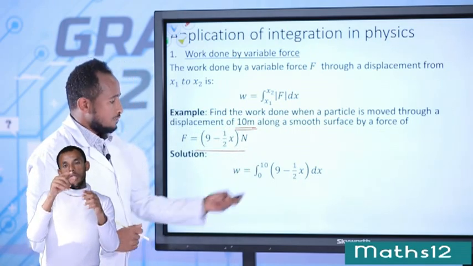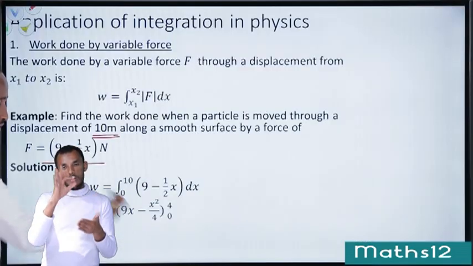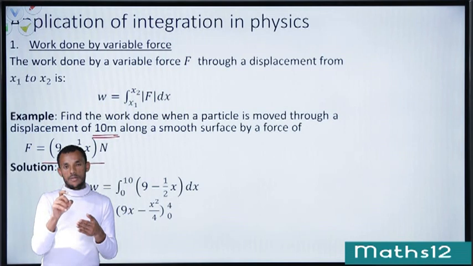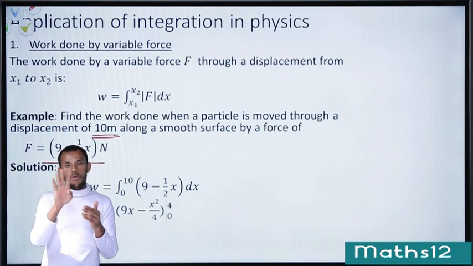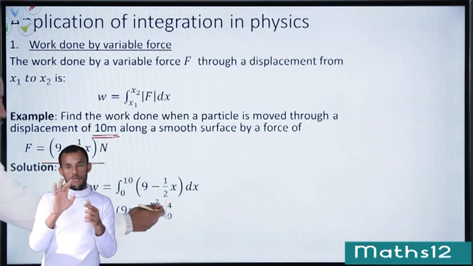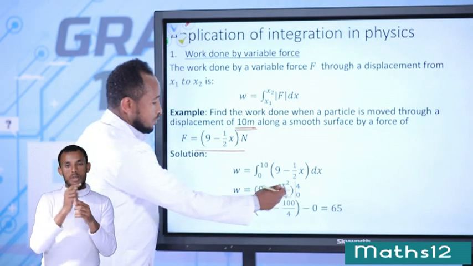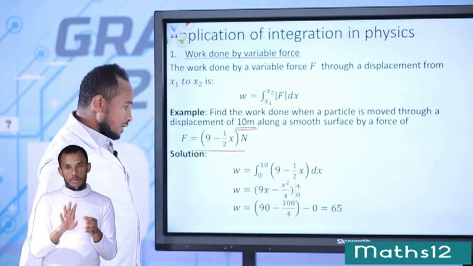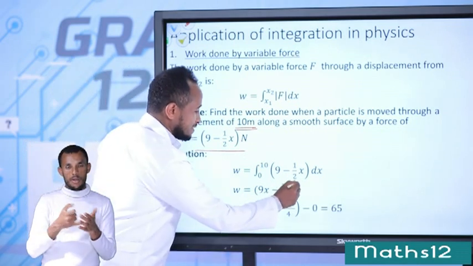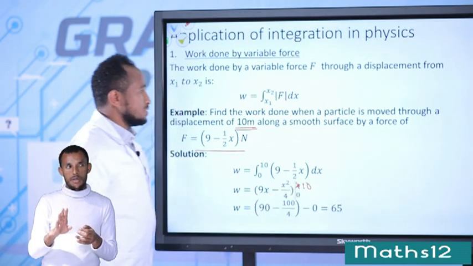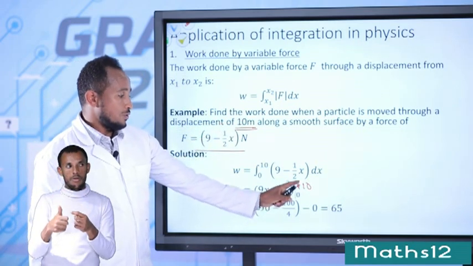Therefore, the integration of this: the integration of 9 is 9x. The integration of 1 over 2 x is x squared over 4, from 0 to 10. So first put 10 in this equation and then 0. I'm sorry, this must be 10, because the object moved from 0 to 10.